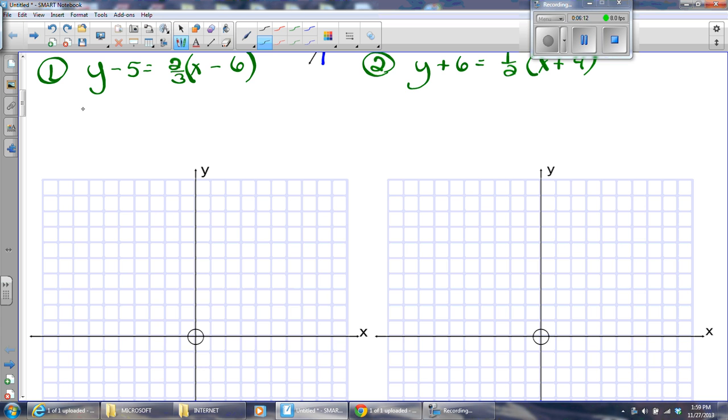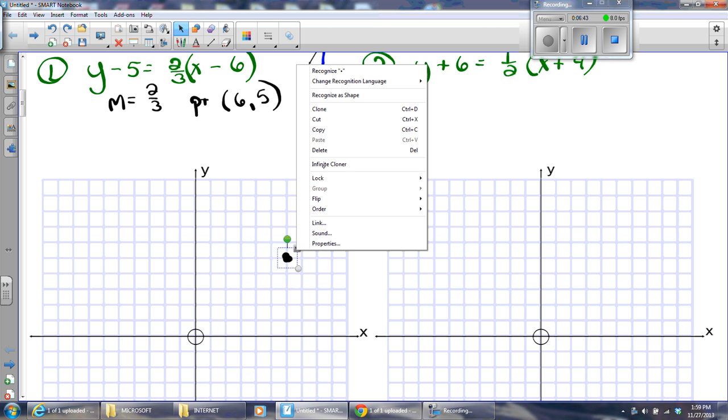Let's first of all, problem number 1, is it in point slope form? Sure is. y minus y sub 1 equals m times the quantity of x minus x sub 1. So my slope is 2/3, and the point that I know the coordinates of is (6, 5). So I'm going to plot the point (6, 5). 1, 2, 3, 4, 5, 6. 1, 2, 3, 4, 5 right there. And then I'm going to use a slope of 2/3 with that point.